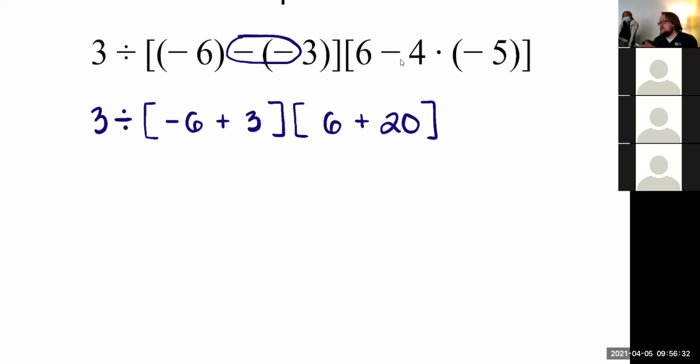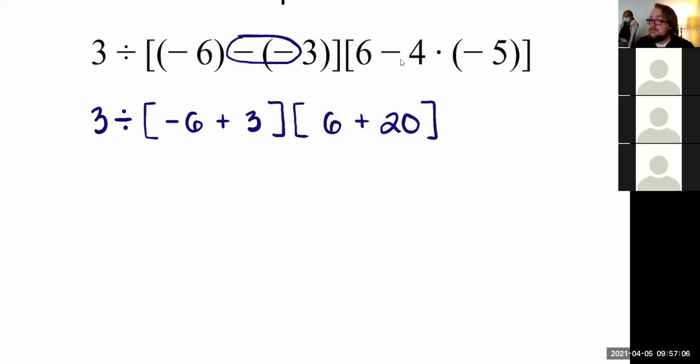And that's my first step. I've changed only a couple of things, but what hopefully you should be able to do then is say, you know, where'd this 3 come from? Oh, it was already there. -6 was already there. Where'd the positive 3 come from? Oh, that was subtracting a negative. 6 was already there. Where'd the 20 come from? Oh, that was the -4 times the -5. Showing these steps help, I promise you.